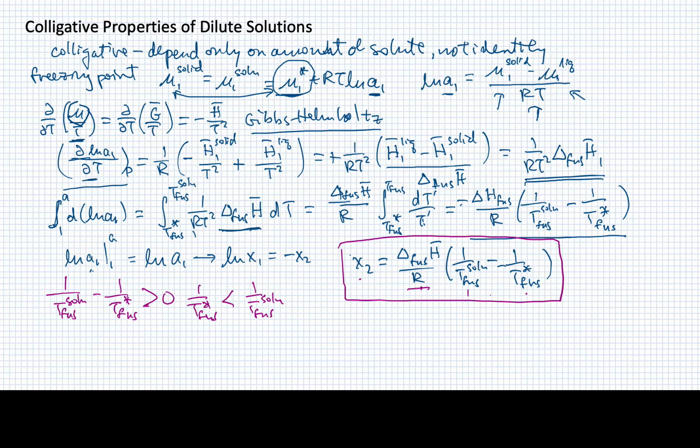Now, if you think about this, what that means is that this number has to be larger than that number. All right, or if I move these up to opposite sides, essentially what I would have is that T fusion for the pure substance is going to be greater than T fusion for the solution. In other words, the freezing point decreases.